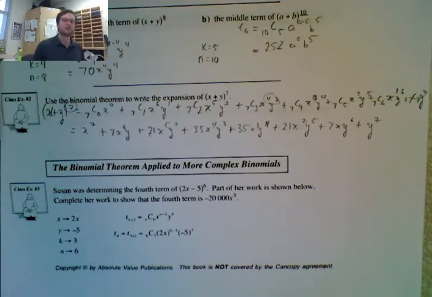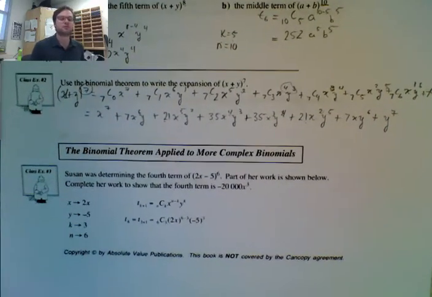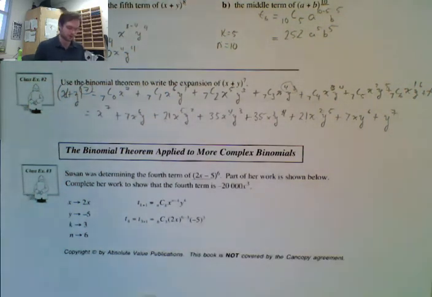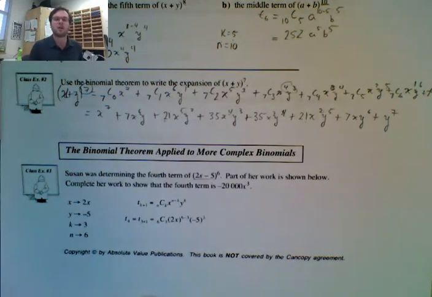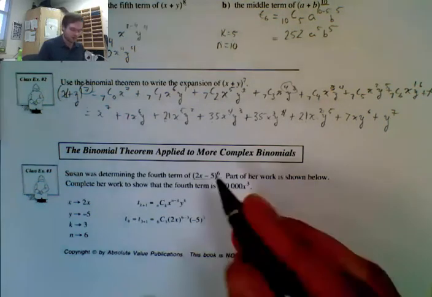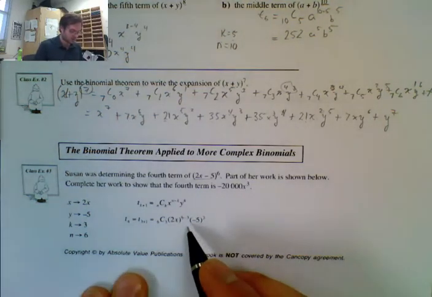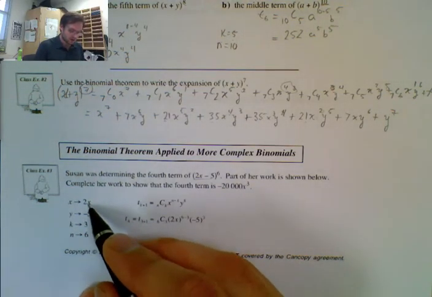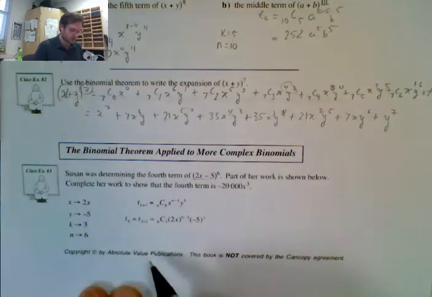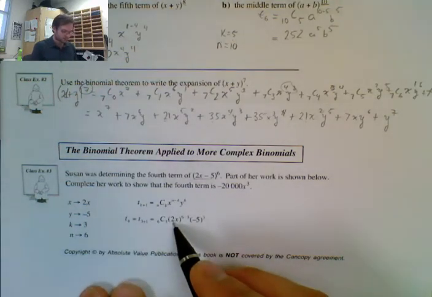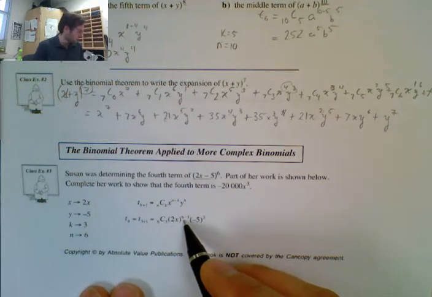Okay? So now classroom example number 3 says, Susan was determining the fourth term of the following: 2x minus 5 to the power of 6. Part of her work is shown below. Complete her work and show the fourth term is negative 20,000 x cubed. So right here she has the fourth term is equal to this. Let's see if she's right. So we have x is equal to 2x. So we put that in. Okay. So now we continue this.